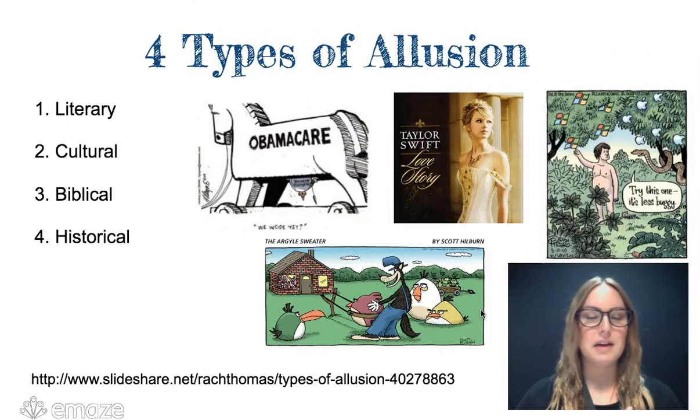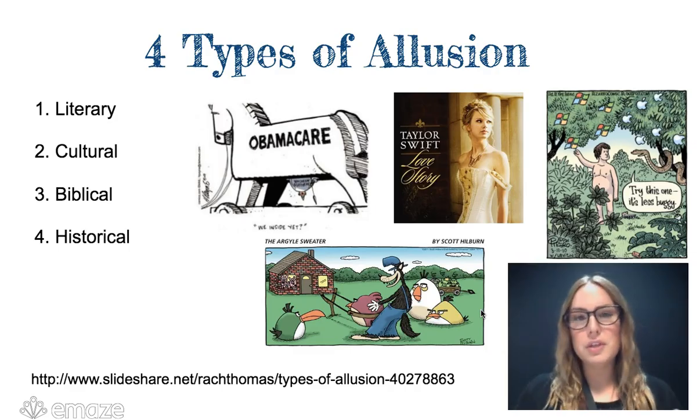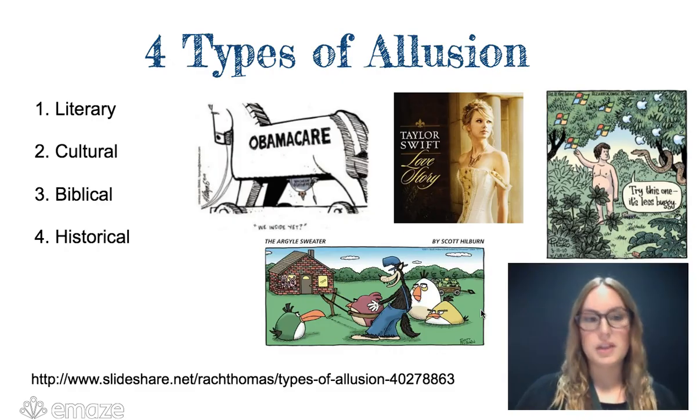Okay, so what are some examples? Now there are 4 different types of allusion. The first is literary. So this is where you allude to a literary text, so a novel usually in its entirety, but it can also be a character or the author. The second type is cultural. So this is where something's happening in culture at the time, it can be pop culture, could be music, anything that's relevant at the time where you allude to that.